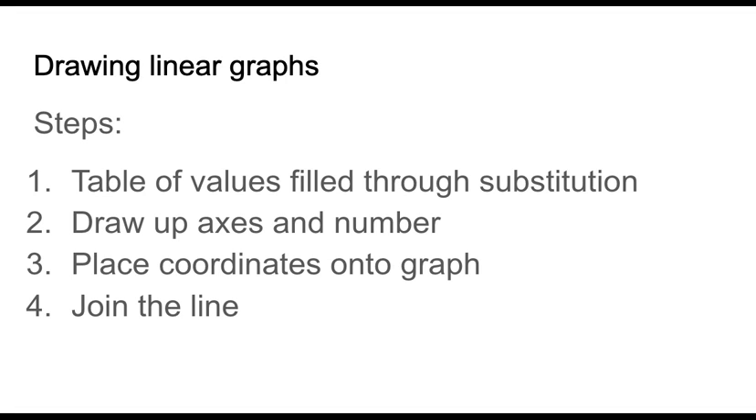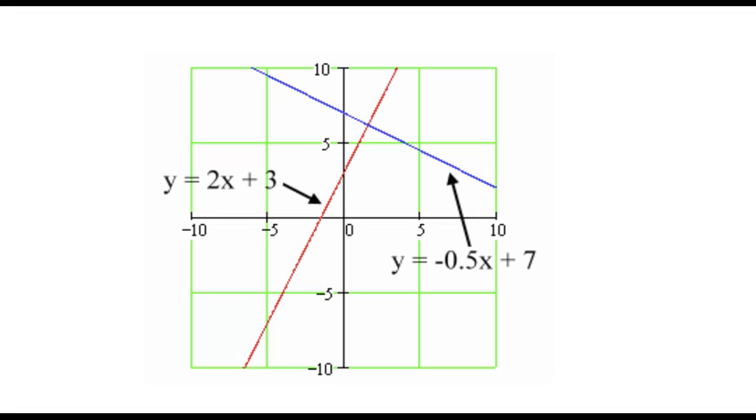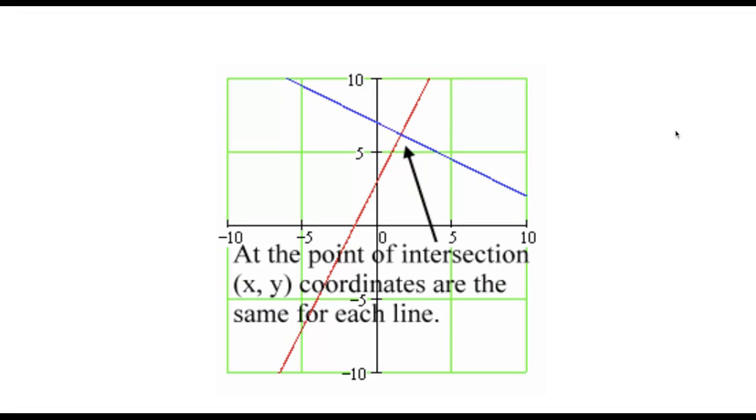For this particular chapter, what you'll need to do is draw two linear graphs, one on top of each other on the exact same coordinate plane. After you've done that, what you'll need to do is find the point of intersection. So for example, if I drew these two graphs, y equals 2x plus 3 and y equals minus a half x plus 7, and we drew them on the same coordinate plane, what I need to do for this chapter is find the point of intersection. And that point is going to be this here. So it's the point where the two lines meet.